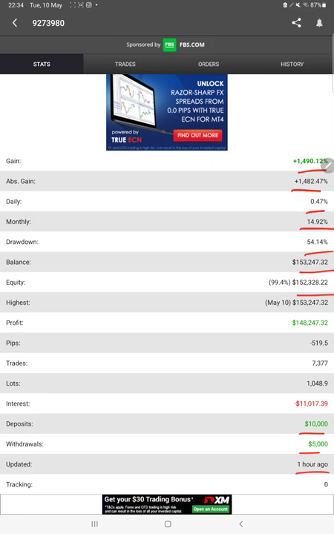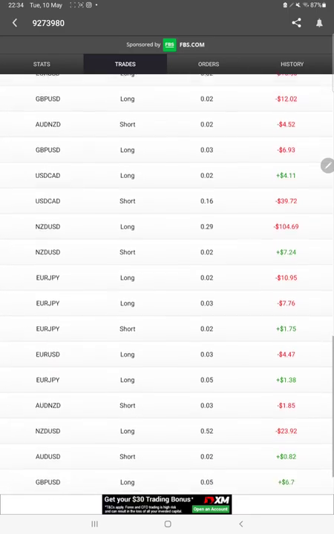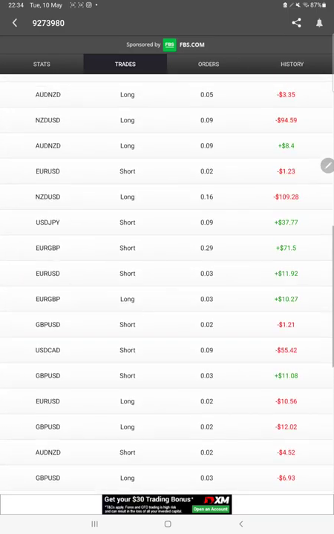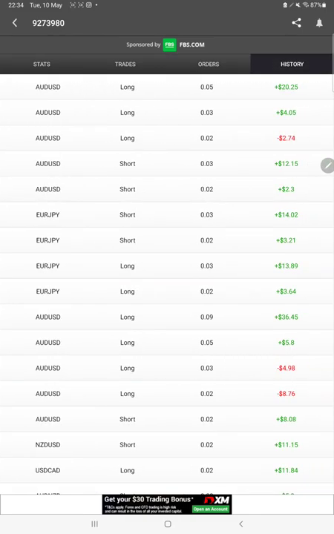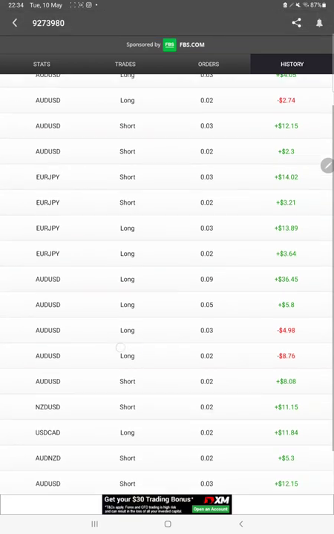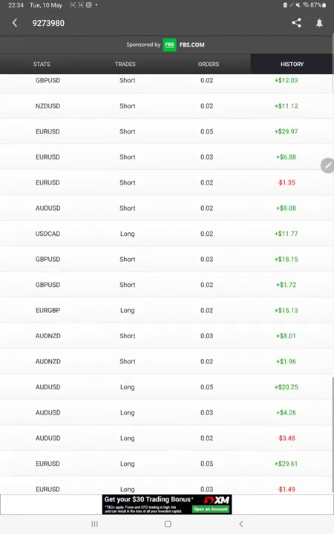And 1 hour ago only it is updated, and we can see some of the open trades also with live trading. And here with orders we can verify whatever the pending orders are there, and in history we can check whatever the currency pair we have traded and what lot size we have used and how much profit and loss we have booked with this strategy.